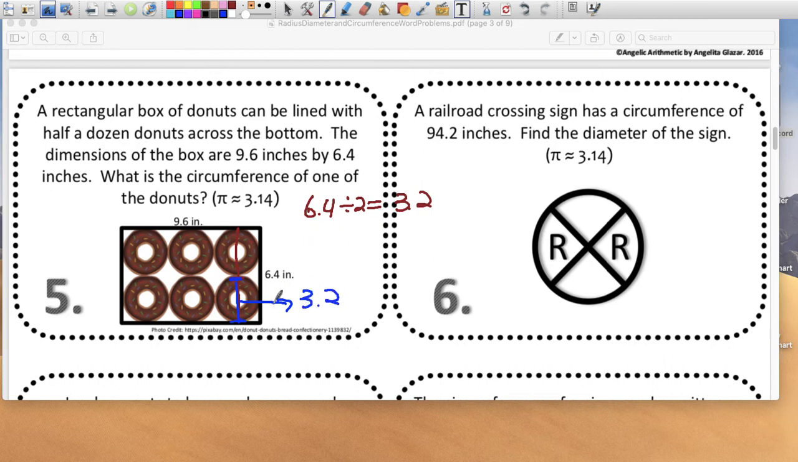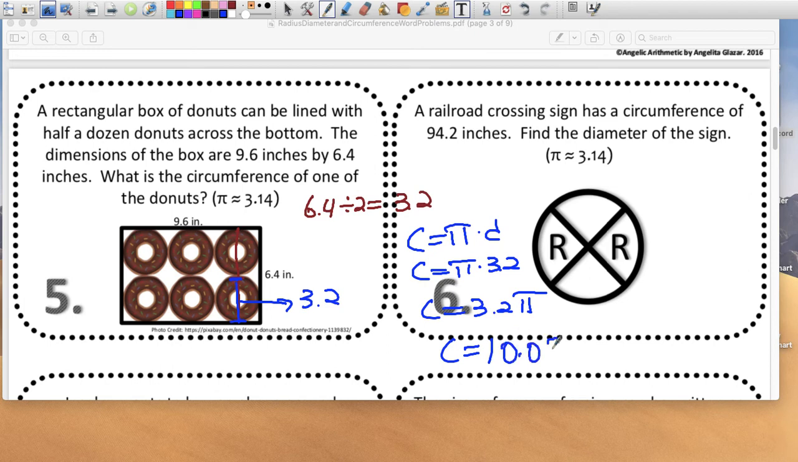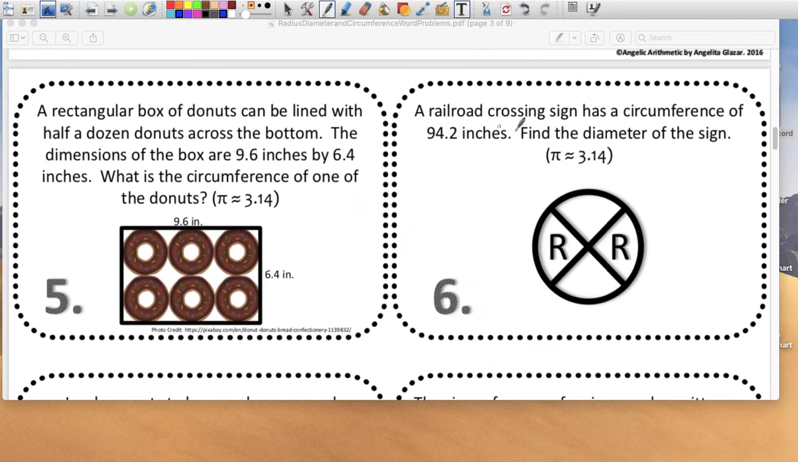So now I can use that to find the circumference. C equals pi times D, C equals pi times 3.2, C equals 3.2 pi, which I'm going to multiply, and the circumference is 10.05 inches. So to go around one donut is 10.05 inches.